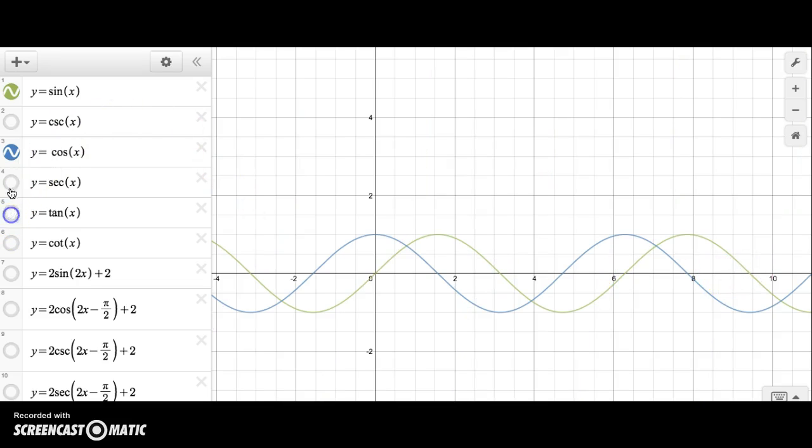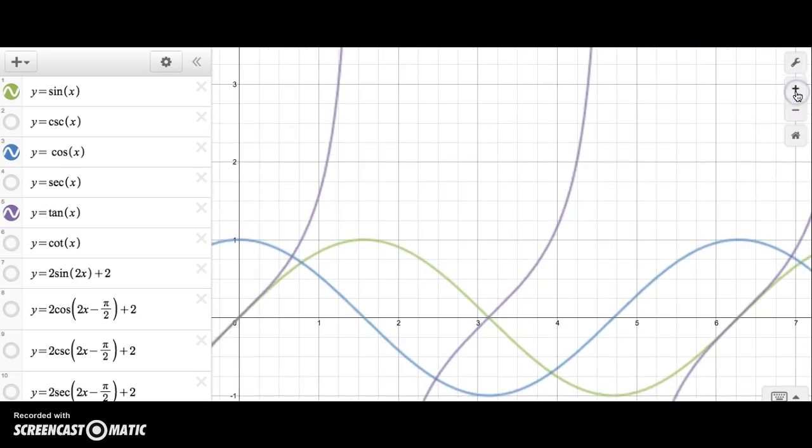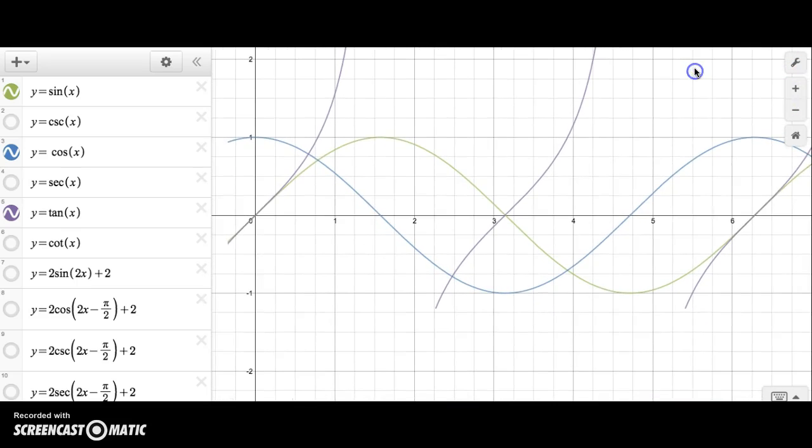So, sine and cosine, and tangent, are made from the unit circle. Let me zoom in here so you can get a better picture. The purple line is tangent, the blue line is cosine, and the green line is sine. All are made from the unit circle.